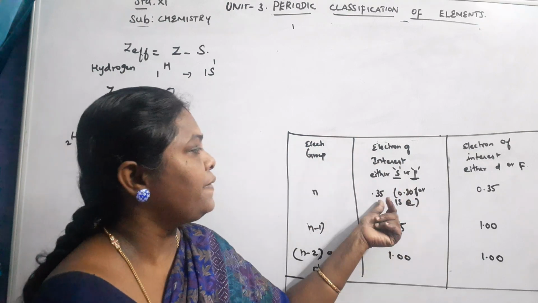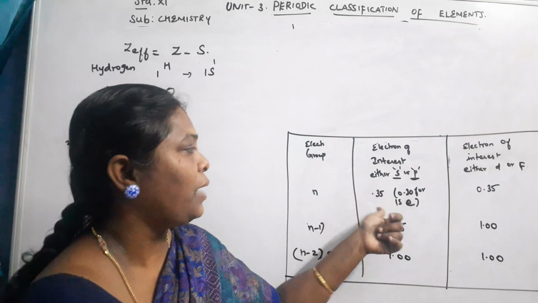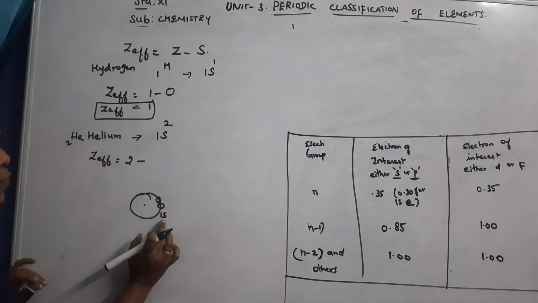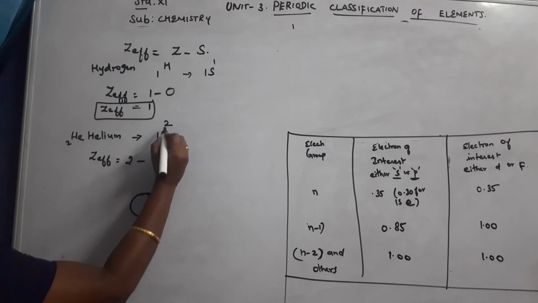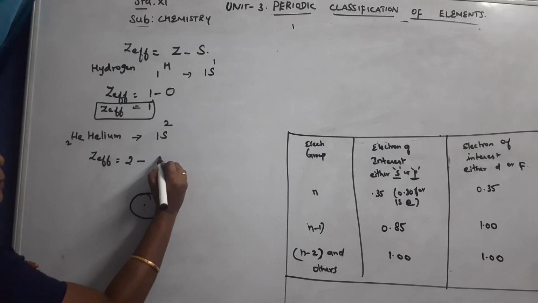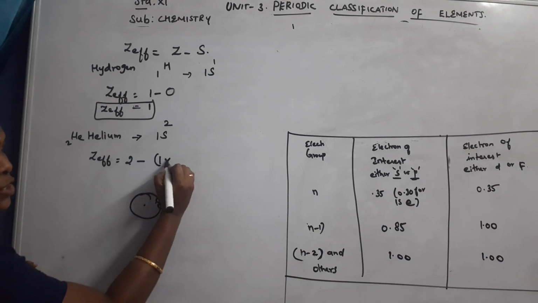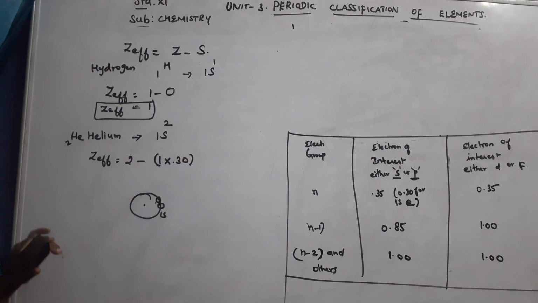Except for the 1s orbital, the number of electrons in the n shell is multiplied by 0.35. For the 1s orbital only, it contains 2 electrons. So how many electrons are here? 2. So what do we have to put? 1 into 0.30. Have you all understood clearly?